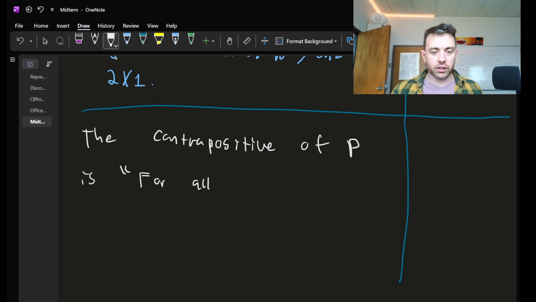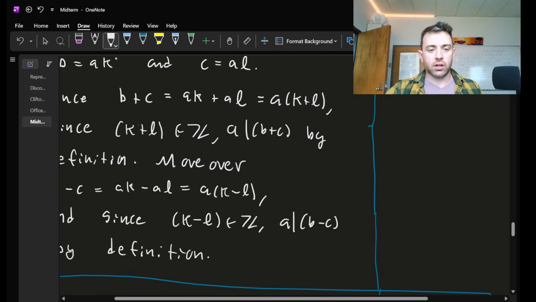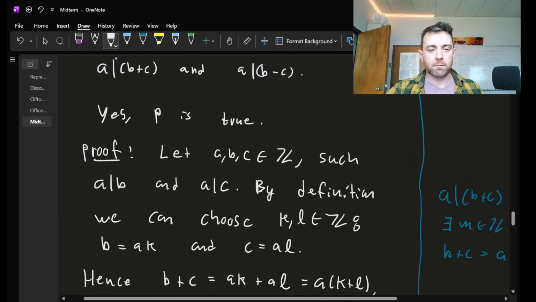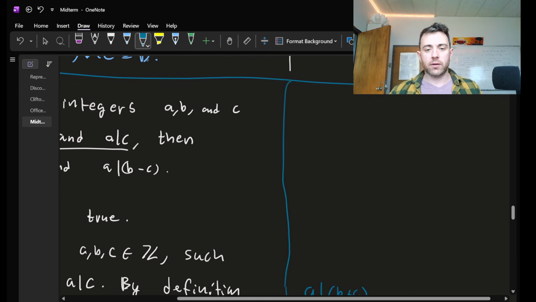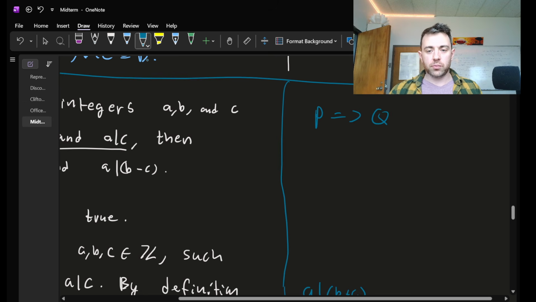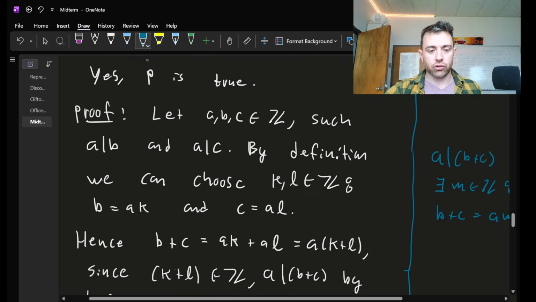So for all integers a, b, c, now what we need to do is, our original statement was: if a divides b and a divides c, then a divides b plus c and a divides b minus c. Remember, the contrapositive of P implies Q is not Q implies not P. So we have to take the negation of the conclusion.